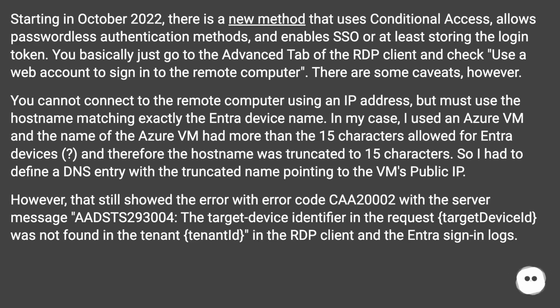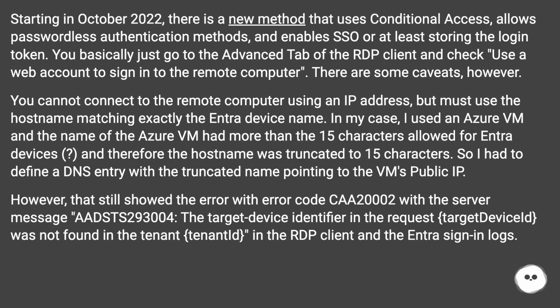You cannot connect to the remote computer using an IP address but must use the hostname matching exactly the Entra device name. In my case, I used an Azure VM and the name of the Azure VM had more than the 15 characters allowed for Entra devices, and therefore the hostname was truncated to 15 characters. So I had to define a DNS entry with the truncated name pointing to the VM's public IP.